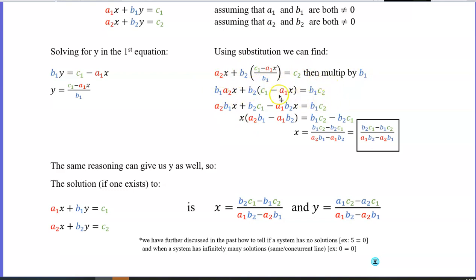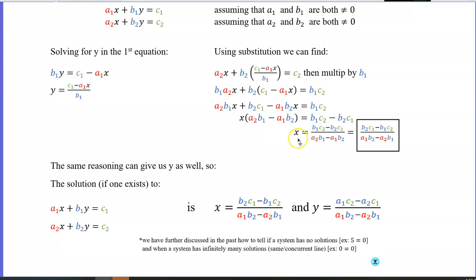Then I'm basically just working my way through solving for x. So like I multiplied this out, I took the term that didn't have an x to the other side, I factored an x out, and I solved for x. So I'll give you a second to look through that. You can hit pause if you need to.